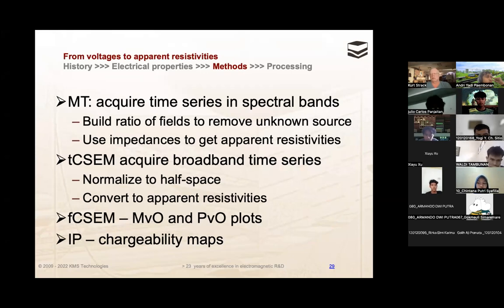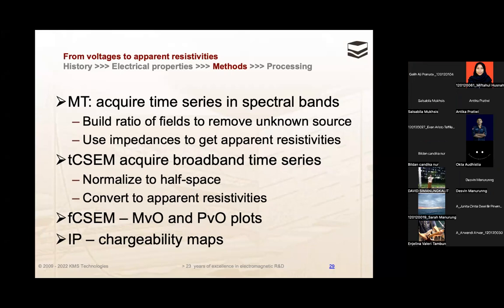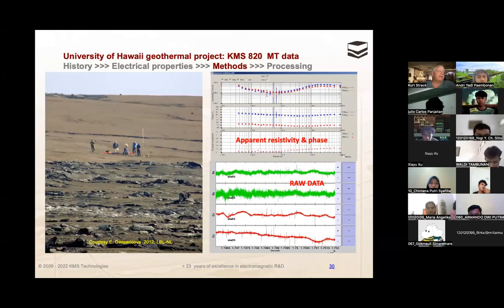So how do we acquire the data? In magnetotellurics, we acquire a time series. That means that every time step, we record a voltage and phase. And we build the ratio of the fields to remove the unknown source. We then get an impedance, and the impedance is the ratio of the fields and results in an apparent resistivity. In time domain CSEM, we have a broadband time series, and we normalize it to a half space and convert it to apparent resistivity. In frequency domain marine EM, we can plot magnitude and phase versus offset. And we can also carry out induced polarization effects, where we look at charge-up effects or longer decay effects than we have before. We get to that later.